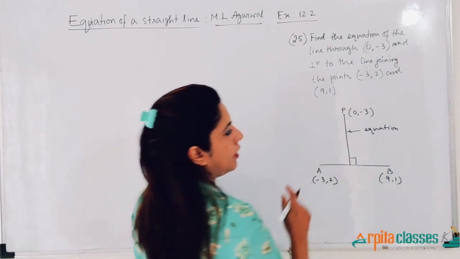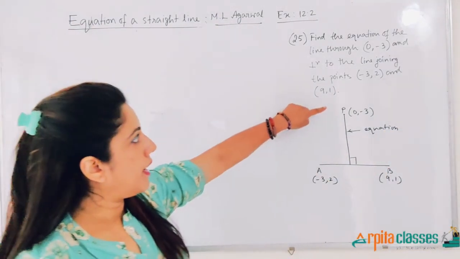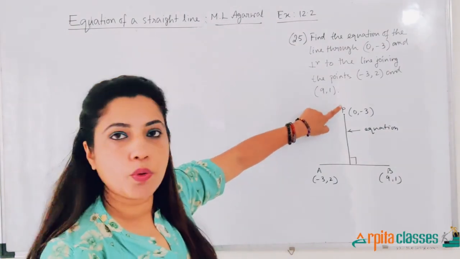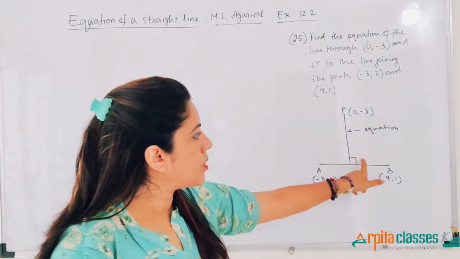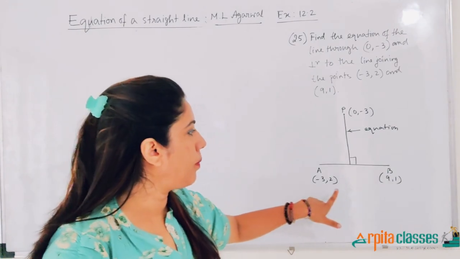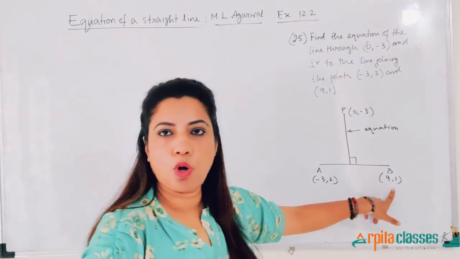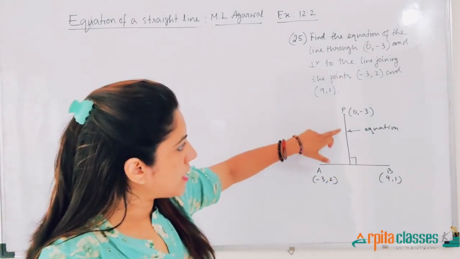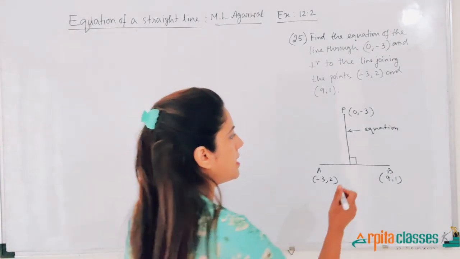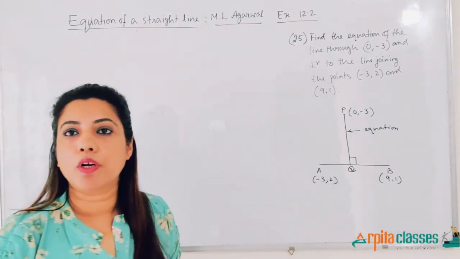This is a rough diagram. You need to find the equation of this line which is passing through (0, -3) and which is perpendicular to the line joining the points (-3, 2) and (9, 1). So that means this line is perpendicular to AB. Say this line is PQ. PQ is perpendicular to AB.